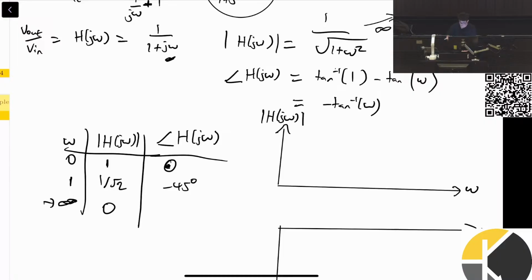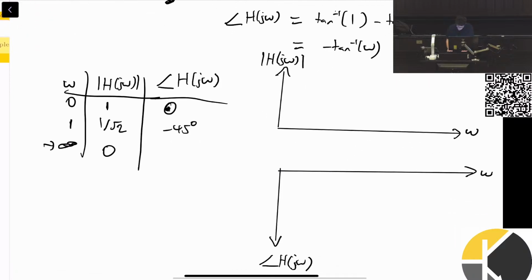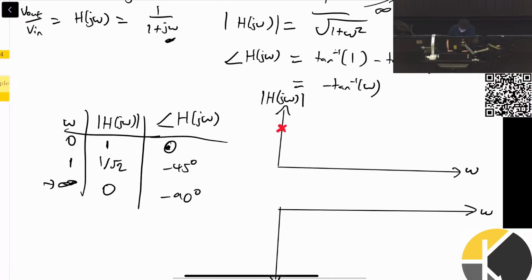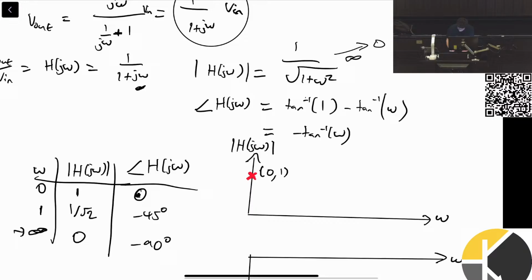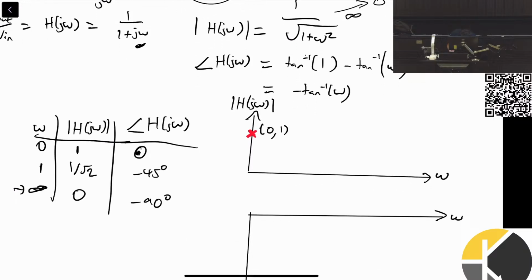As we can see, the denominator becomes increasingly large. And we know the angle will go to minus 90 degrees. So let's plot our points and then we'll draw. Okay, first thing, this is for omega equals 0. So we'll write 0, 1. Next point, it's going to be 1 on root 2. So it's around 0.707, which is going to be around here.